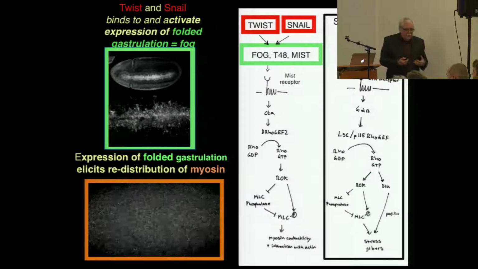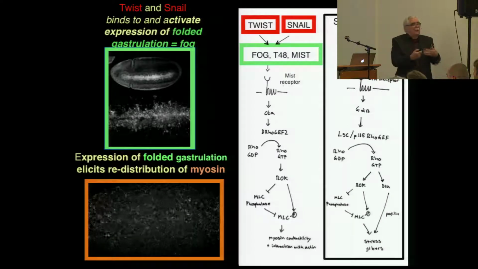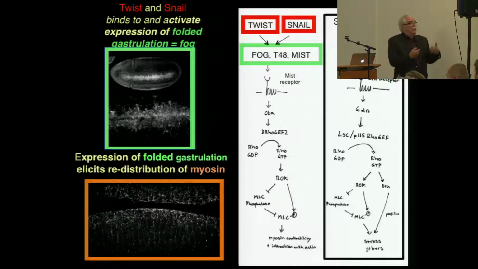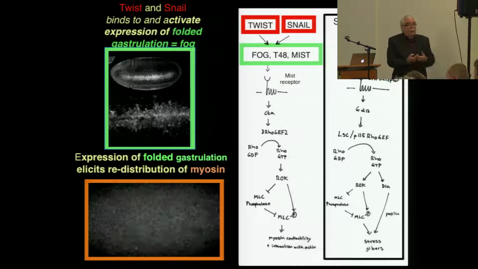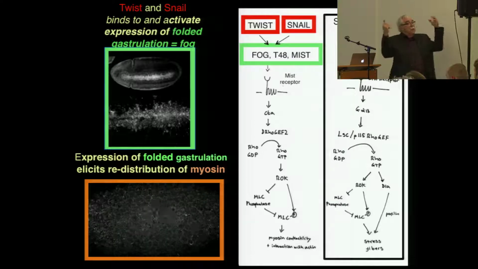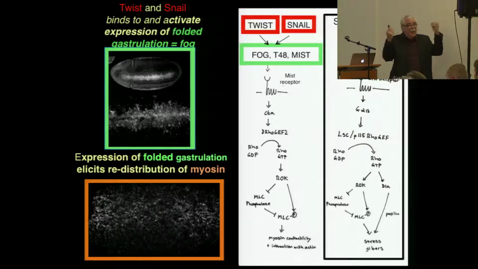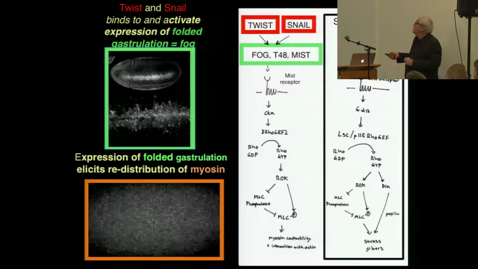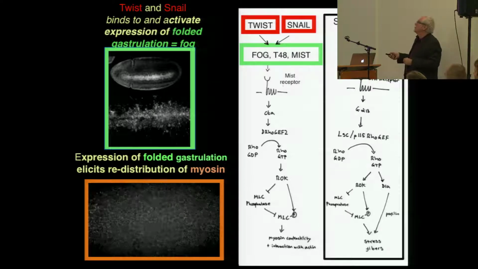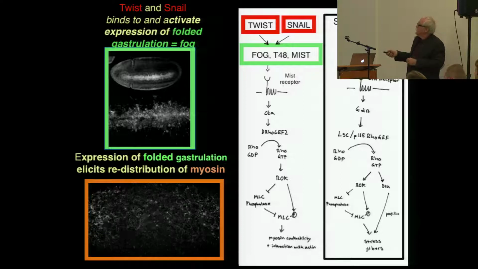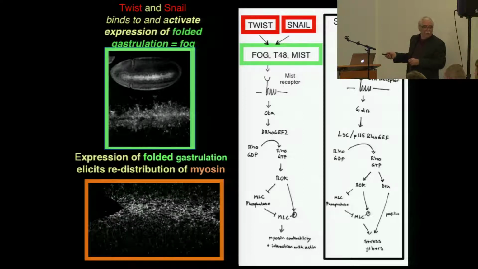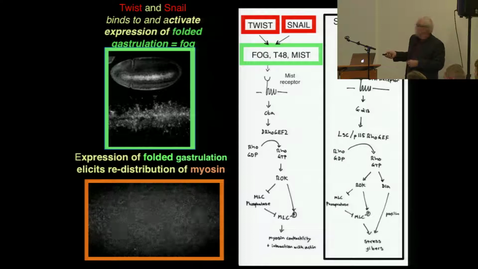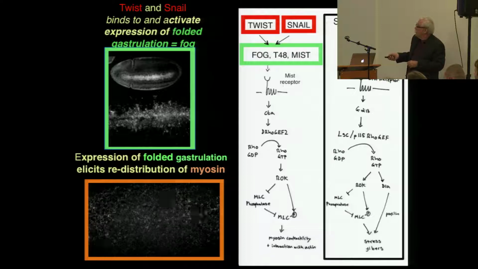So one of the things in my own lab I spent a significant amount of time on is to try to work out what this pathway is. And in the end result, the pathway is kind of simple. These are transcription factors. In addition to controlling the general decision to be mesoderm, whatever that means, they also have specific targets, transient expressions of genes called folded gastrulation, T48, and MIST, which activate a Rho kinase-dependent process that ultimately results in the phosphorylation of myosin and its activation and accumulation on the surface.